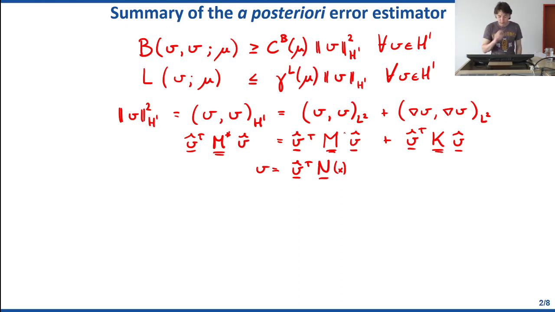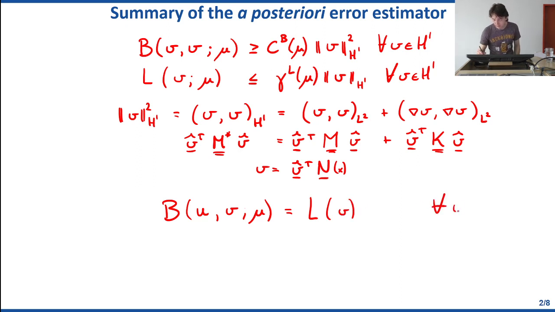Okay, so then what did we do? Well, we began with the statement that the bilinear form is equal to the linear form for all test functions, for the true solution to the problem. So we began with a pretty much trivial statement, b of u, where u is now the solution to the problem, v at the parameter mu. Well, that we know is going to be equal to the linear form of v for all functions v in.